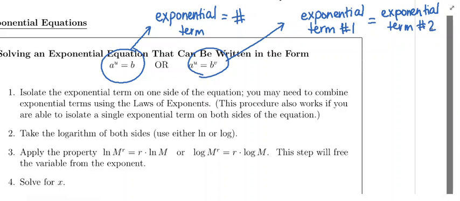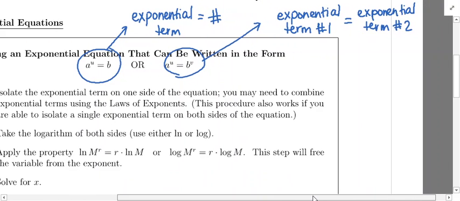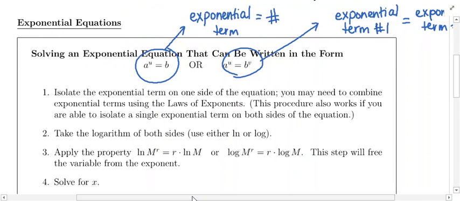So the directions that follow apply if you're able to get your exponential equation in one of the following formats. Either you can isolate the exponential term and have it equal to a number on the other side of the equation, or you're able to rewrite your equation so that it's one exponential piece equal to another exponential piece. You might have to do some algebraic manipulation to make that happen, like moving this term to the left or moving this term to the right. You also may need to use the laws of exponents.